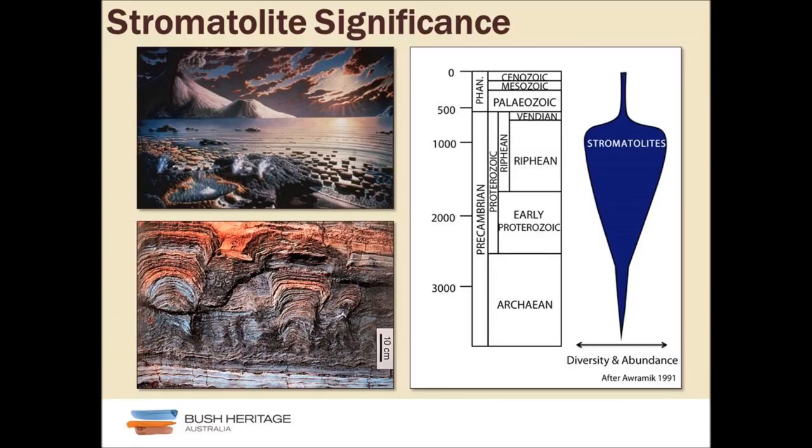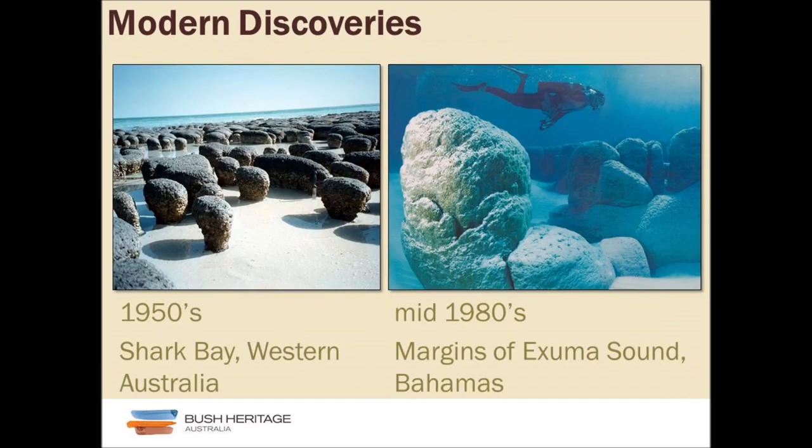So if you think about that turnip diagram, the Aramic diagram, stromatolites have that pinch out right at the Cambrian explosion, and we didn't know that modern stromatolites existed anymore. In the 1950s, the first discovery of marine stromatolites was made in Shark Bay, Western Australia by Phil Playford. And then in the mid-1980s, they were found along the margins of the Exuma Sound in the Bahamas. So those are the two marine formations that we still know of today. And there could be some other ones out there that we just haven't really discovered.